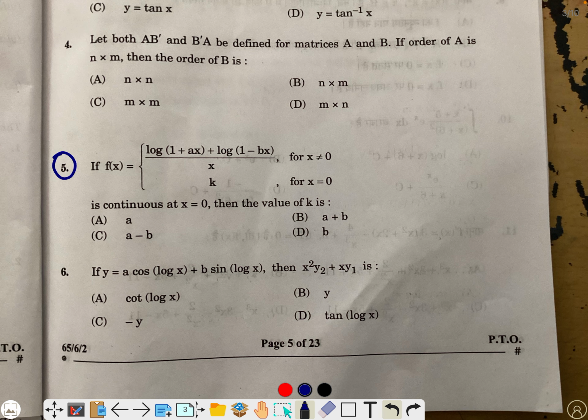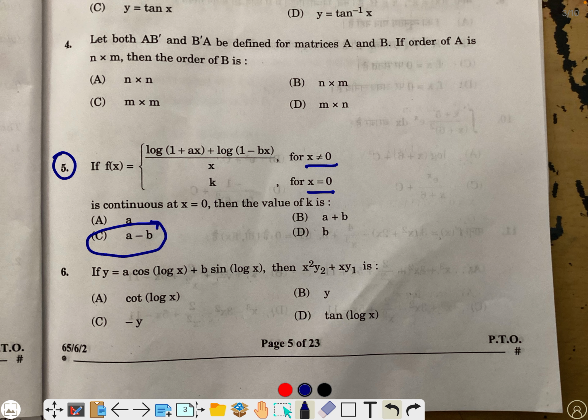Next, fifth question. Look here. If f of x equal to log of 1 plus ax plus log of 1 minus bx divided by x, then k. X not equal to 0 means this value, and x equal to 0 means k. They are asking what is the k value at x equal to 0. So the answer is a minus b, option C.